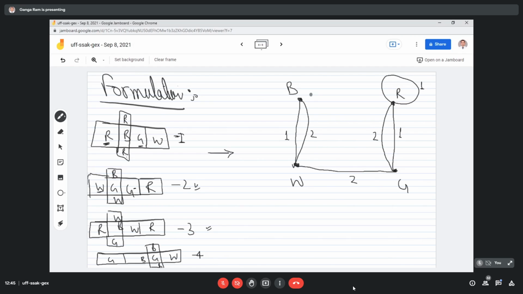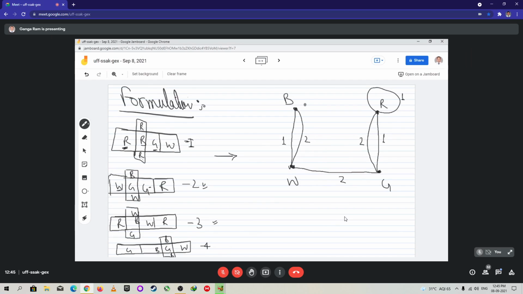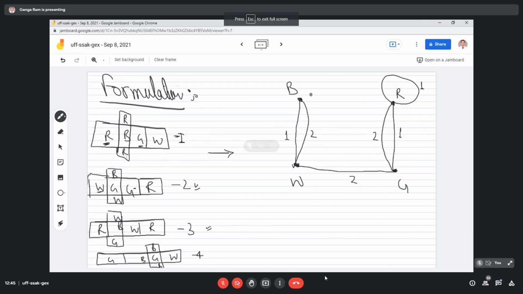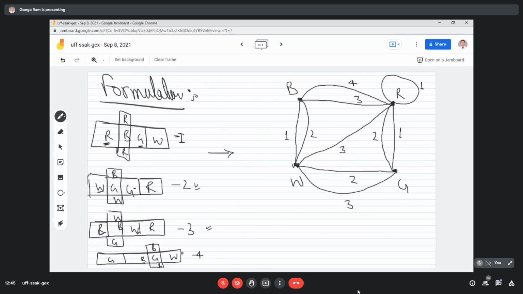And the fourth one: B is opposite to R. This is the fourth cube. B is opposite to W, and G is opposite to G.